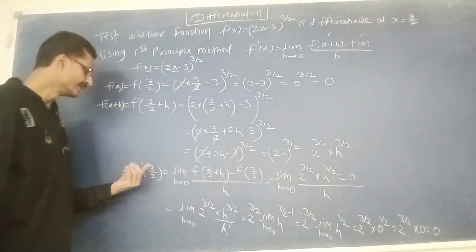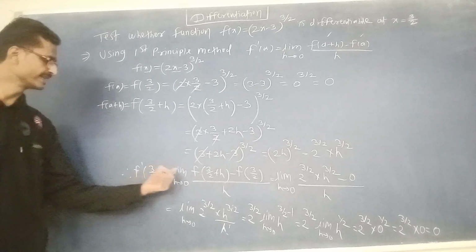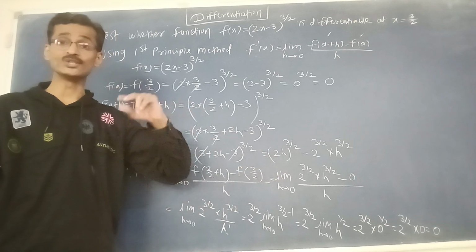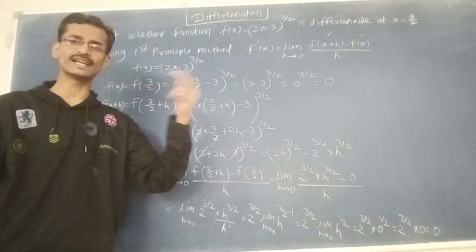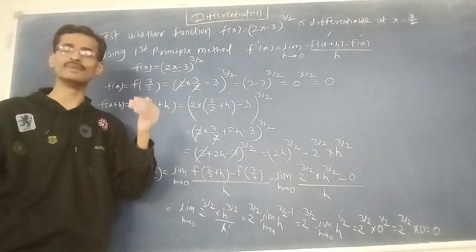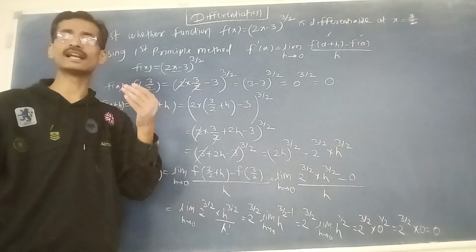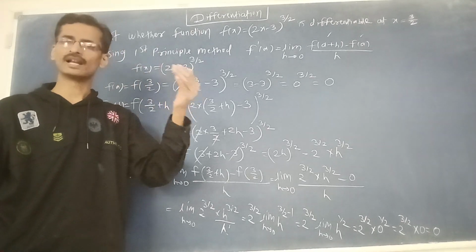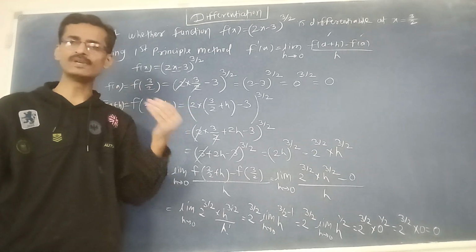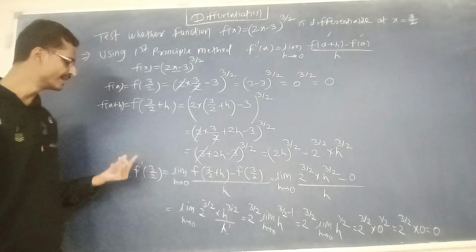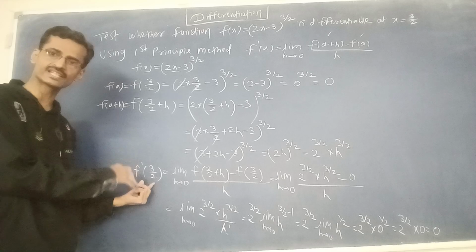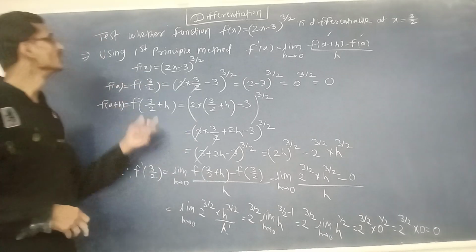And that means this f'(3/2), this limit exists, and that answer is what? 0. If it does not exist, then we can say that this function is not differentiable because limit does not exist. Does not exist means non-zero upon 0, right? Or like 0 upon 0 we can simplify. So if upon 0 is there, then we say limit does not exist. But here our answer is 0, and that means f'(3/2), this derivative exists, and our answer is 0. So we are right.